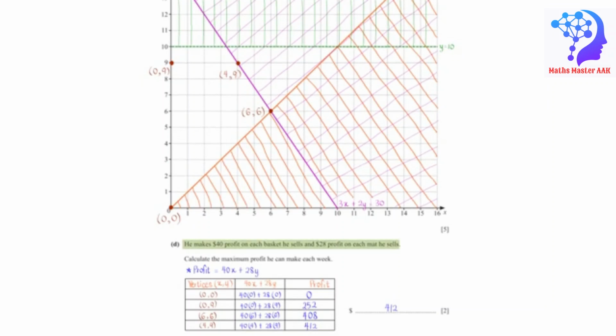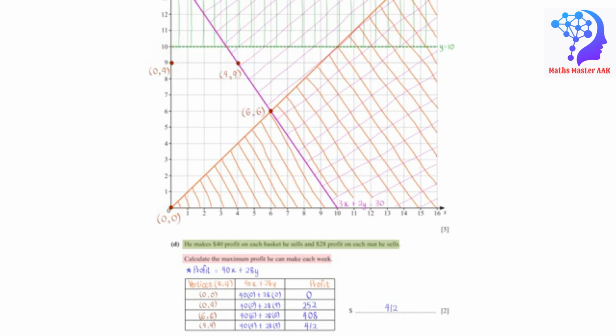He makes $40 profit on each basket he sells and $28 profit on each mat he sells. Calculate the maximum profit he can make each week. To determine this, we first need to mark the vertices of our wanted region. We cannot pick the points on y is equal to 10 because it is a broken line and does not constitute a boundary for the wanted region. And so we are going to come one step below and pick these points.